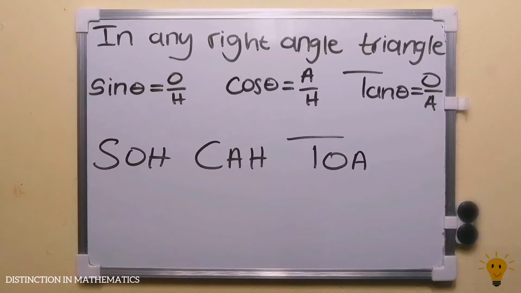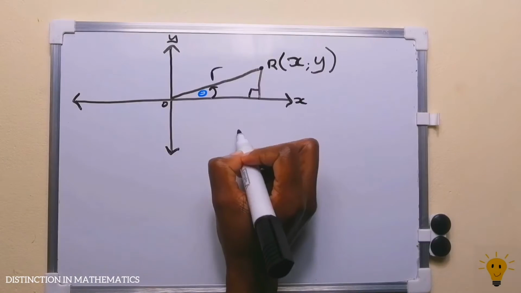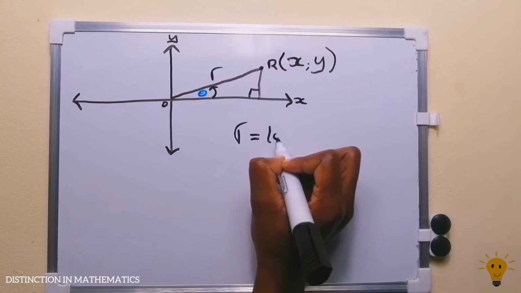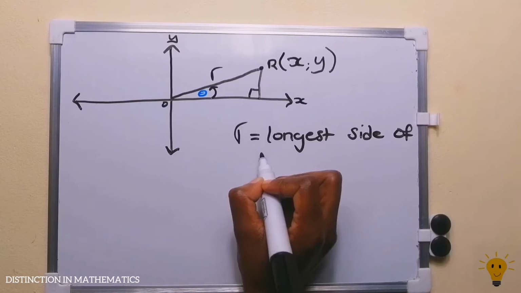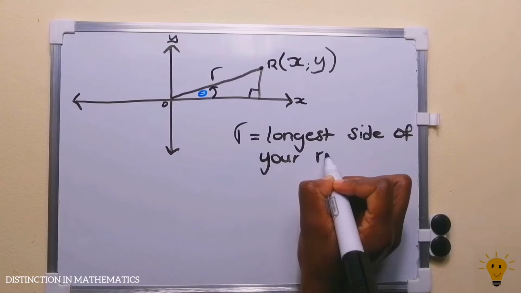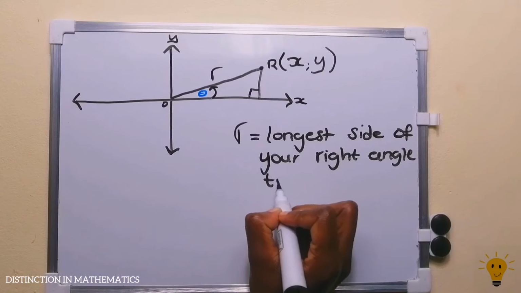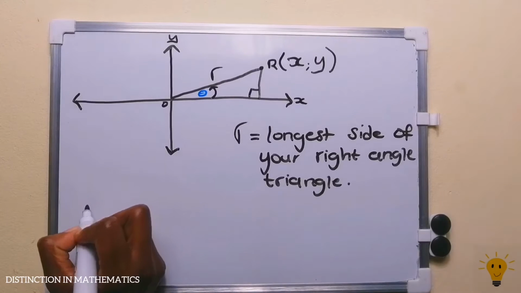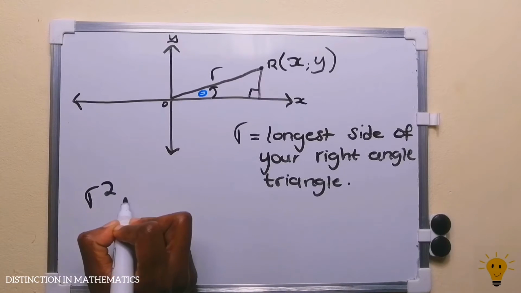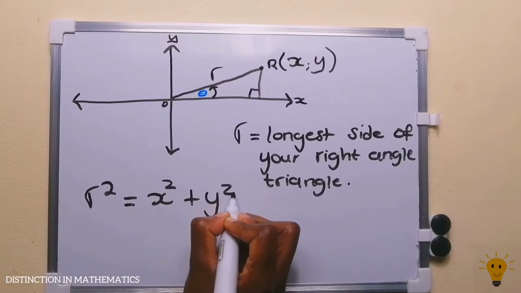I know that you're doing grade 12 now and you might have learned this in grade 11, but I want to remind you that in your right angle triangle, your longest side is your hypotenuse, and that is represented by r. And if you need to find that side, you would use your Pythagoras theorem, which is r squared equals x squared plus y squared, where your r stands for your hypotenuse side, your x stands for the adjacent side, and your y stands for your opposite side.